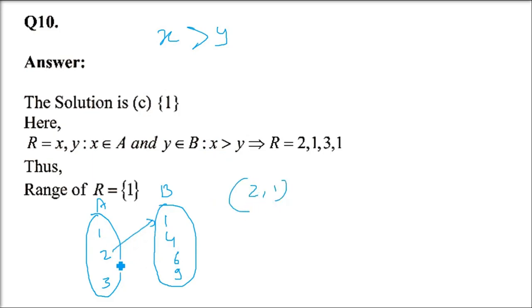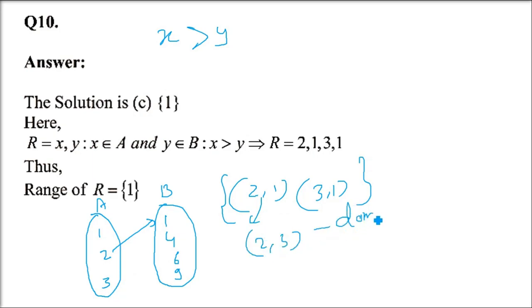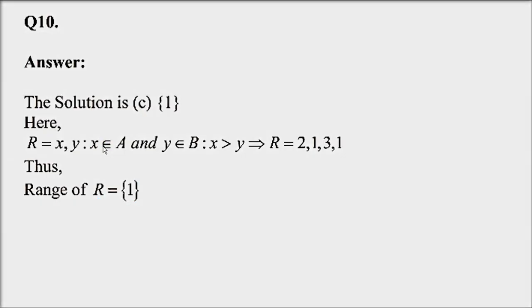So 2, 1 you will write. 2 is not greater than any of the others. Now 3 is greater than 1, yes, so write 3, 1. And 3 is not greater than 4, 6, 9. So only these are the relation. So 2, 3 will be the domain, the first members I am taking, and 1, 1 only will be the range. So the range will be 1 only.